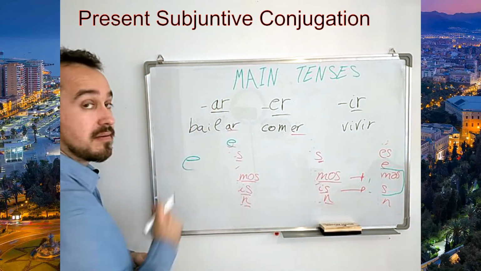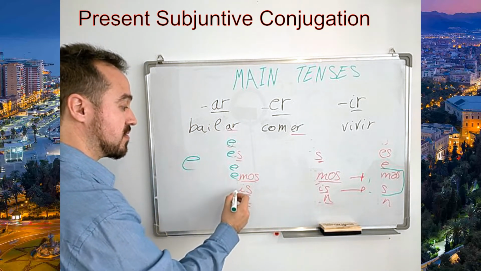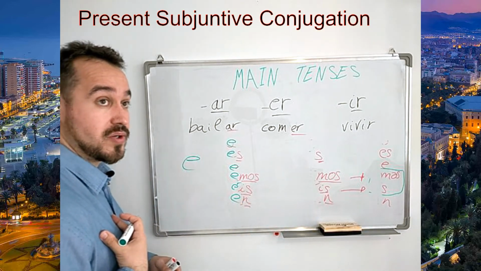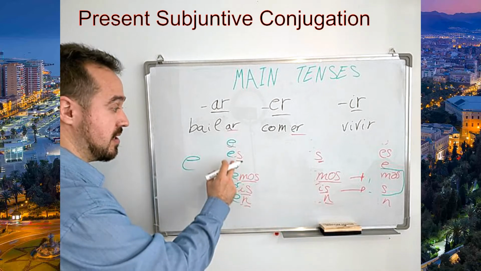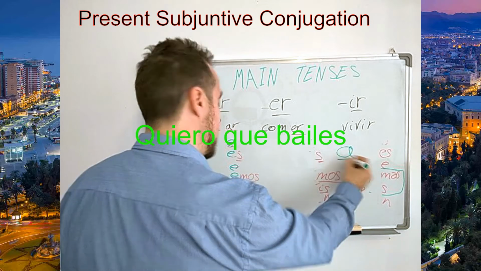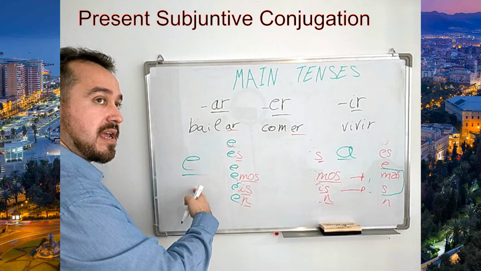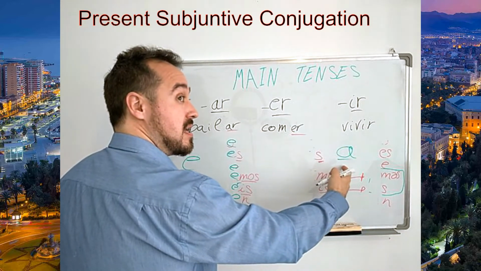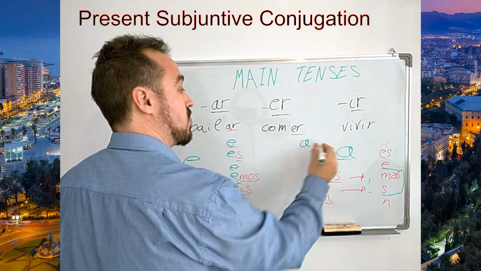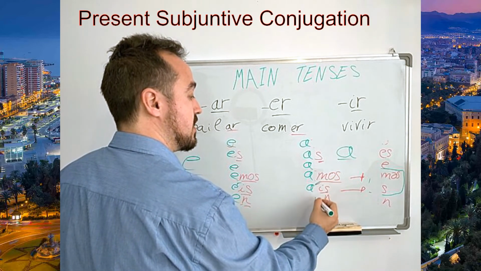So this is gonna be an E. Now bailes, baile, bailemos, bailéis, bailen. So for example, I want you to dance. Quiero que bailes. Now for these two, it's gonna be an A. Okay, so we swapped. Yeah? When you had before an A, now you have an E, and when you had an E or even an I, you're gonna have an A. So this is gonna be coma, comas, coma, comamos, comáis, coman.